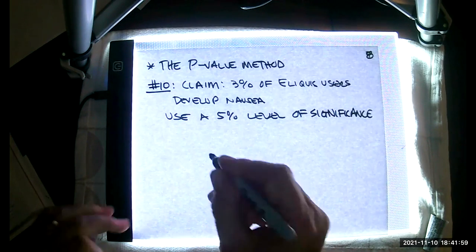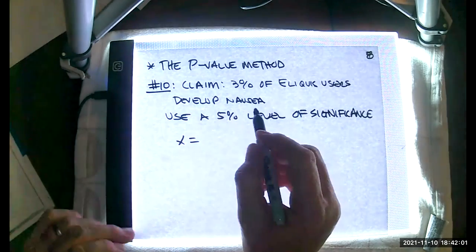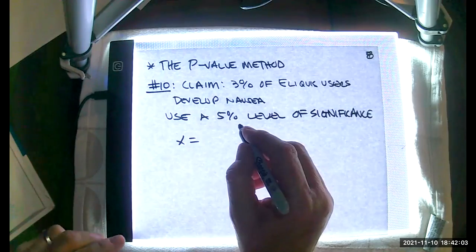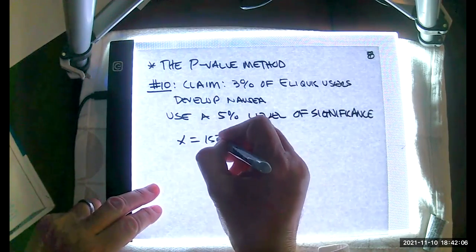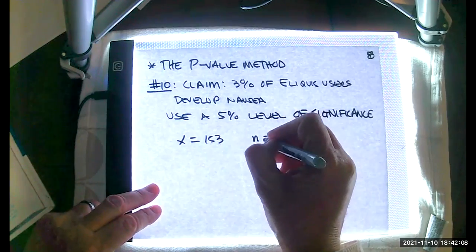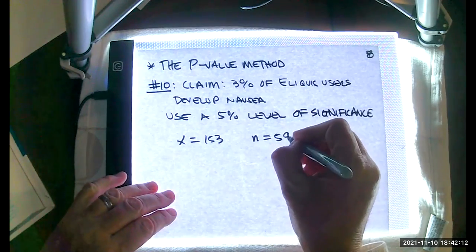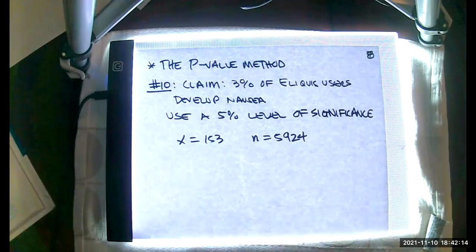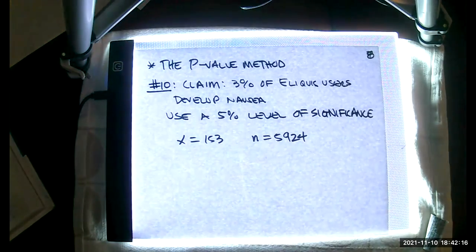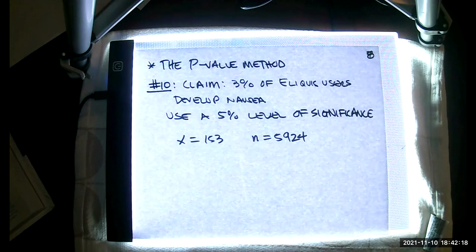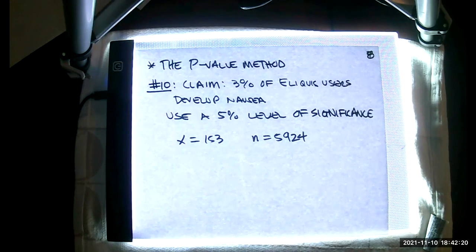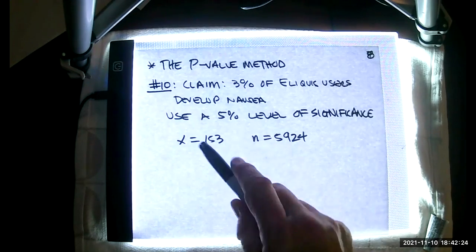So let's see. The number of patients that developed the nausea in this particular problem was 153. The total N in that sample was 5,924. As you can see, samples can be really big. By the way, if you take a close look at your book, there will even be a citation somewhere about where the study came from.